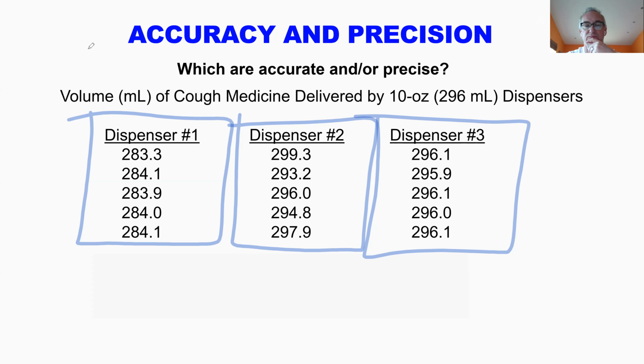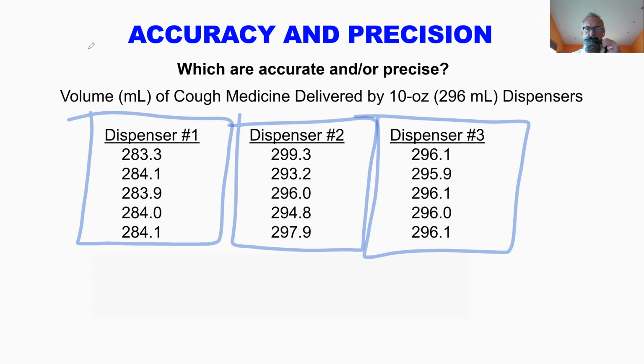Dispenser number three is precise and accurate. So why do you say that? Because all the figures stayed close to each other. So that means it's precise. If they're all very, very similar to each other, that gives you precision. But it's also accurate, right? Because it is close to the accepted value. They are precise to 2.2 mils.